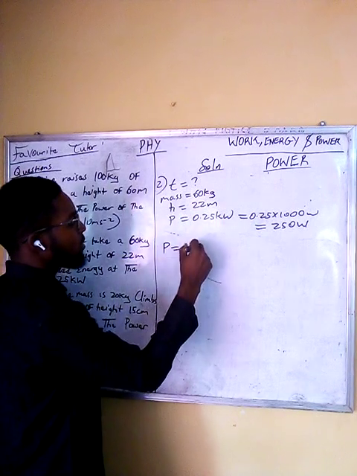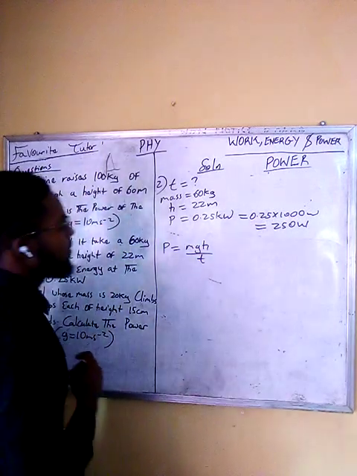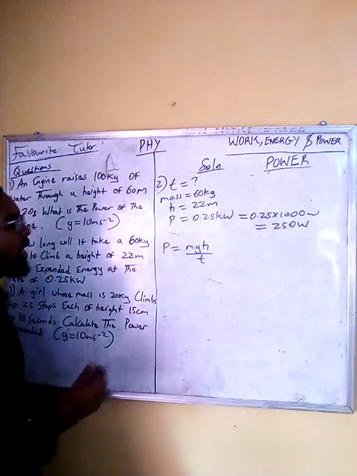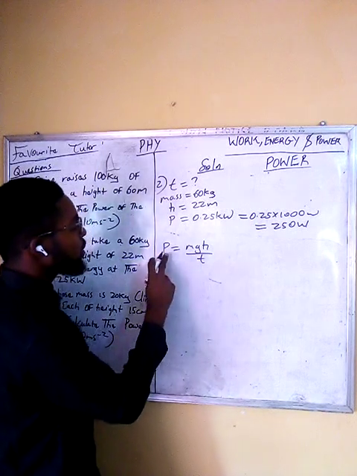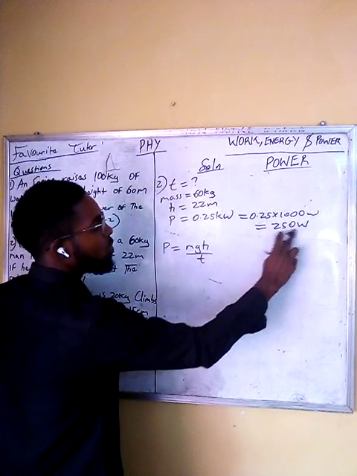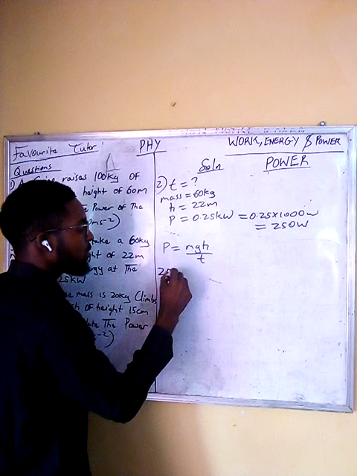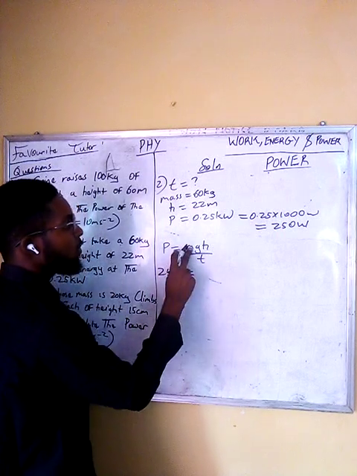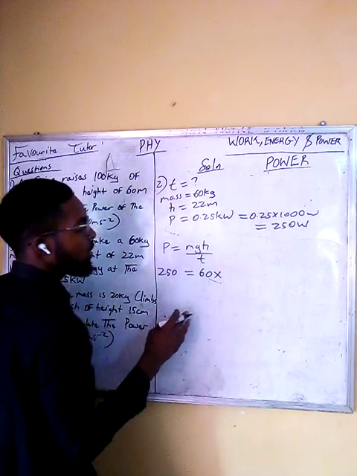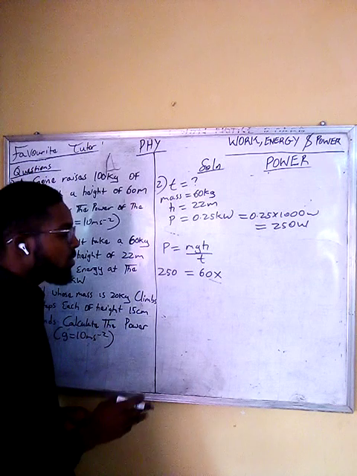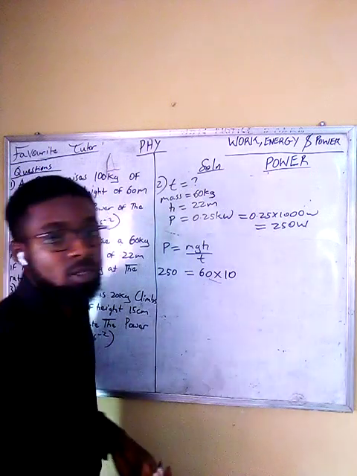Power is equal to mgh over time, since it involves height. And of course g is always 10 meters per second squared. So what is power? Power is 250 watts. Right here, 250 equals the mass, which is 60, times g, which is always 10 meters per second squared. This is just the approximated figure.